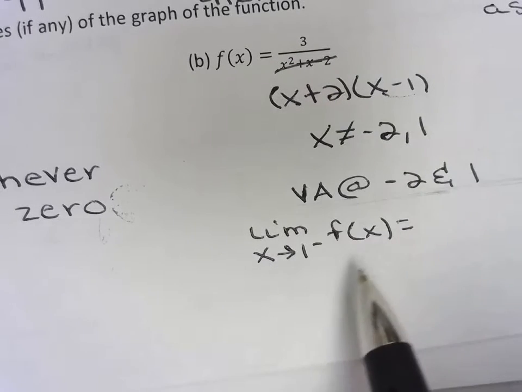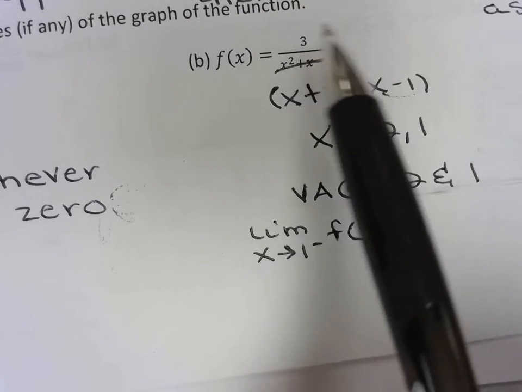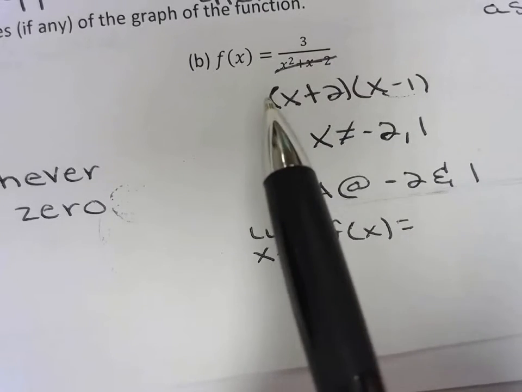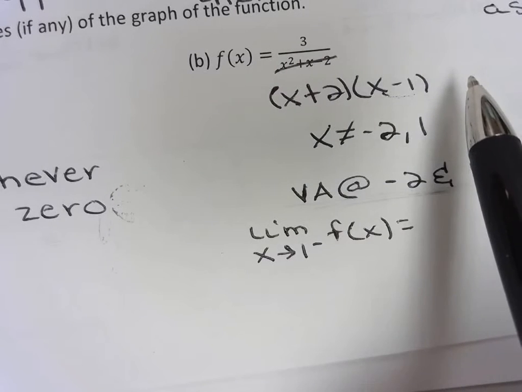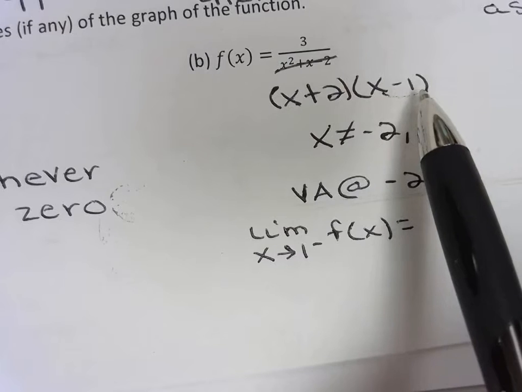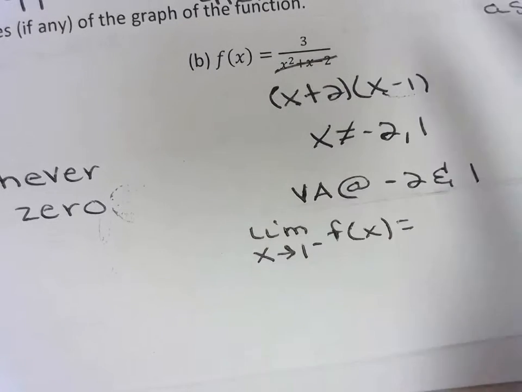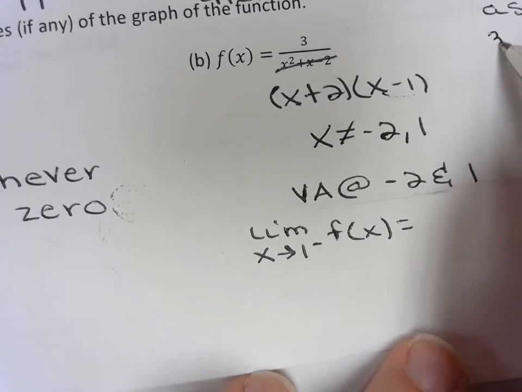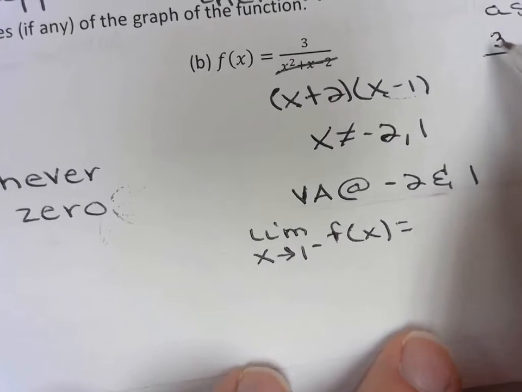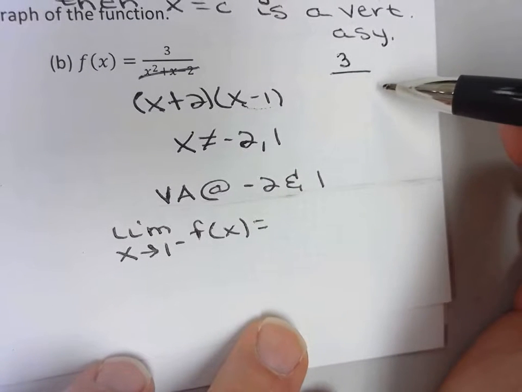If I plugged in, say, 0.25, you'll notice that we're going to be going to smaller numbers on the bottom. Does that make sense, what I did there? So I'm approaching negative smaller numbers on the bottom. The 3 on top is just going to stay a constant, and I'm approaching smaller and smaller numbers on the bottom.